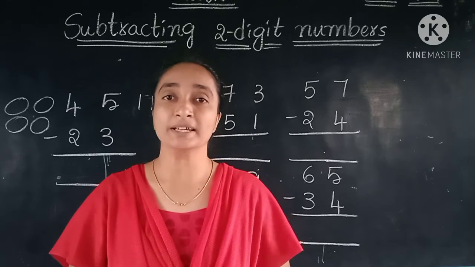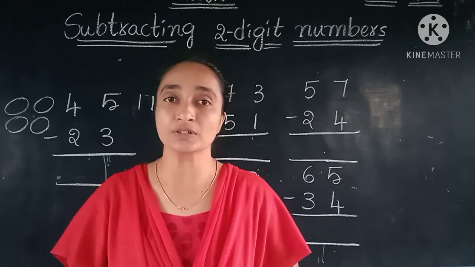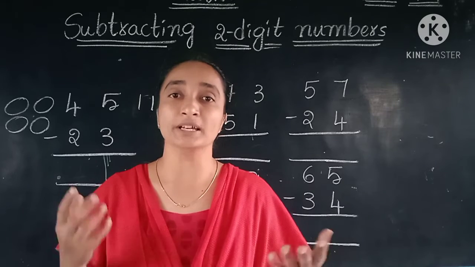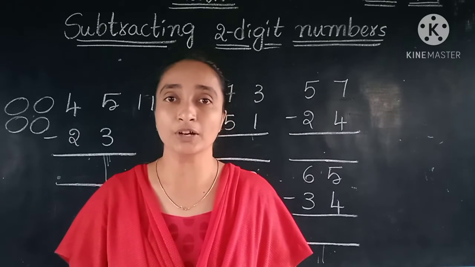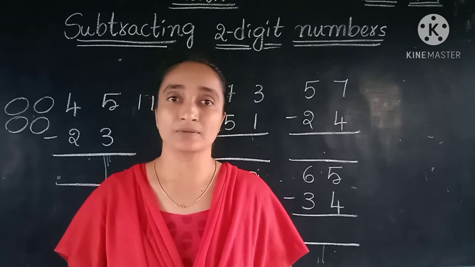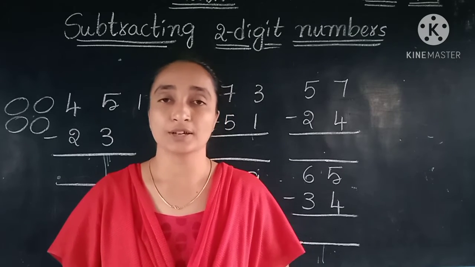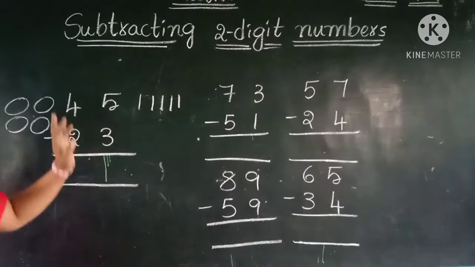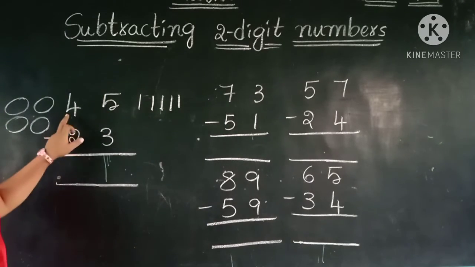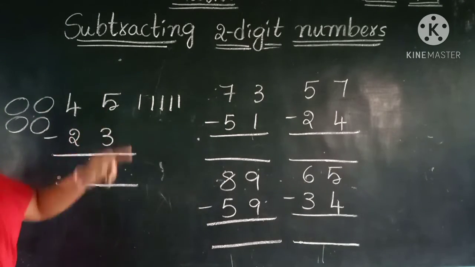So suddenly if any guest comes to our house, what will we do children? Mama had made so many idlis for us. We are not eating that many idlis, but if one or two guests come, yes, we have to keep more idlis. So here also, mama made 45 idlis. That means 4 tens and 5 ones.